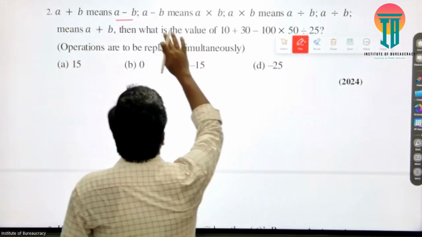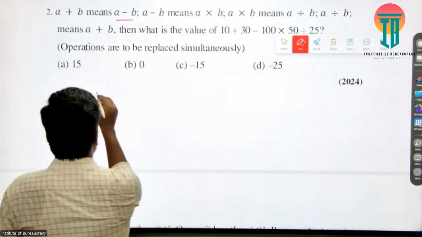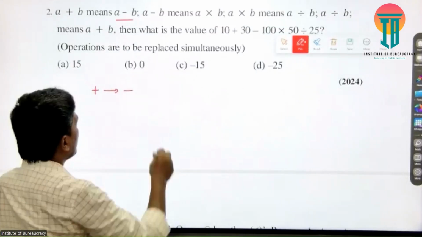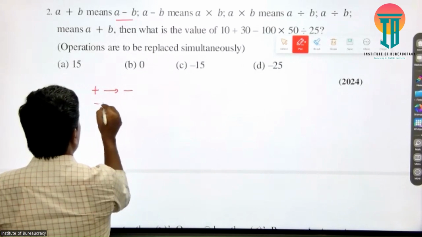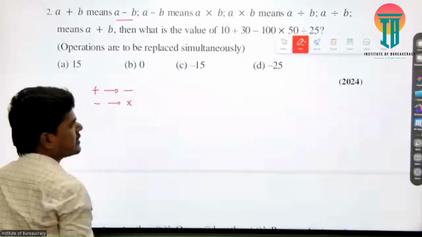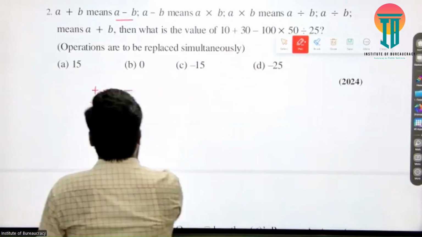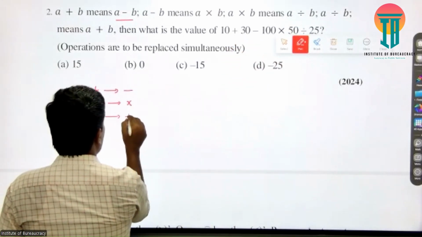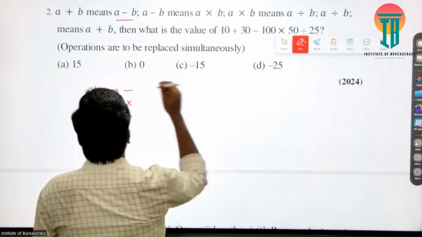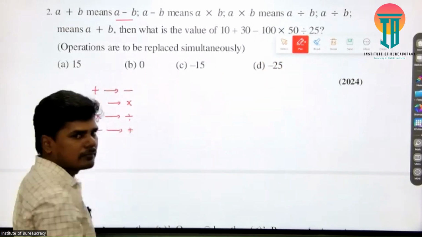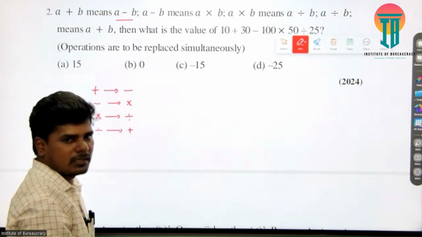And similarly, a minus b means a into b. So we have to take what? Plus means we have to take minus. And then minus means I have to take what? Minus means I have to take multiplication. Subtraction means multiplication. And then multiplication means division. Multiplication means it is going to be division. Division means addition. Okay, that's what they have said.